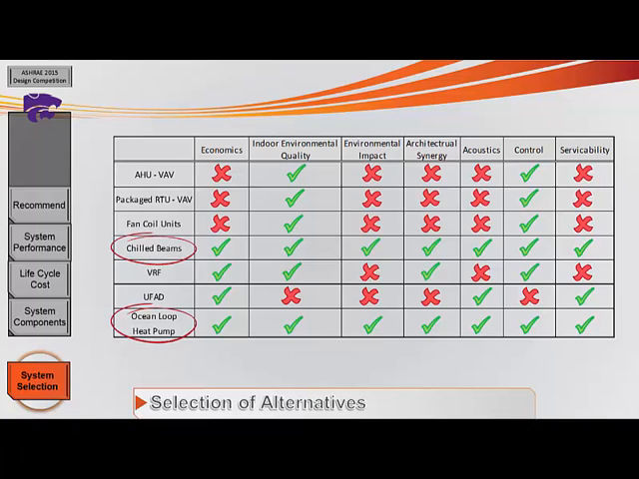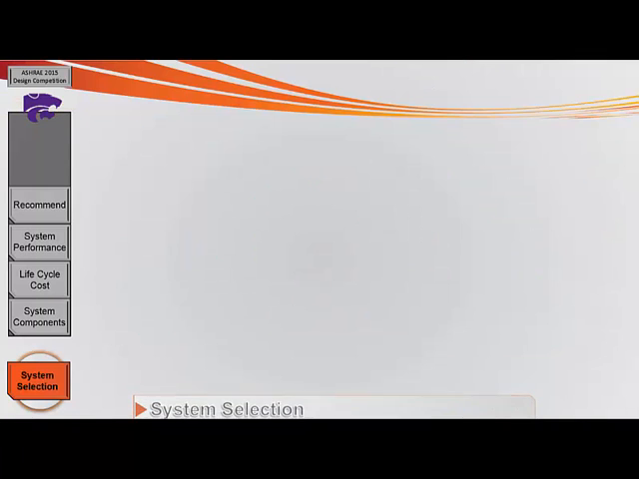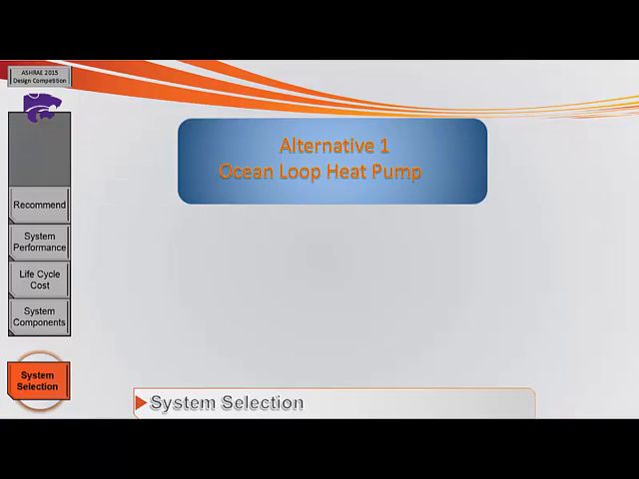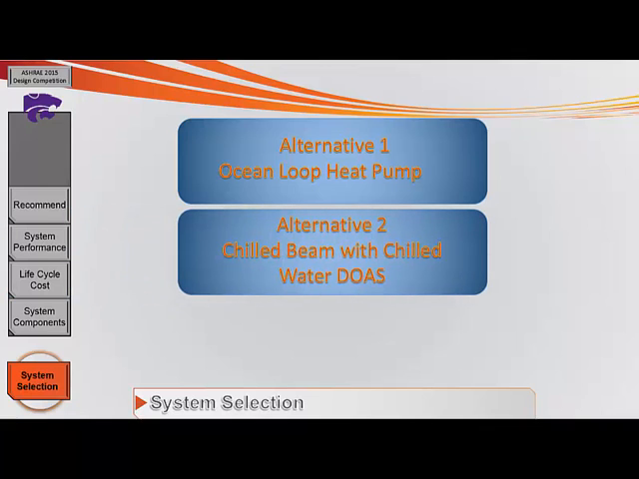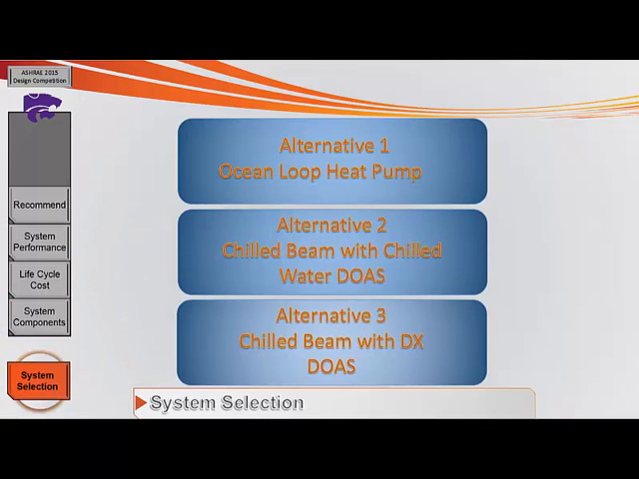In an effort to compare direct expansion to chilled water, the design team expanded the chilled beam system to one with chilled water dedicated outside air system and one with direct expansion dedicated outside air system. Therefore, the 3 alternatives selected for further analysis are: Alternative 1, ocean loop heat pump; Alternative 2, chilled beams with chilled water DOAS; Alternative 3, chilled beams with DX DOAS.